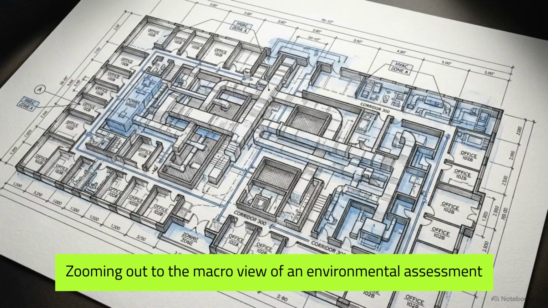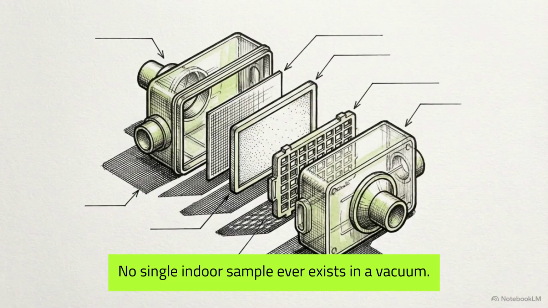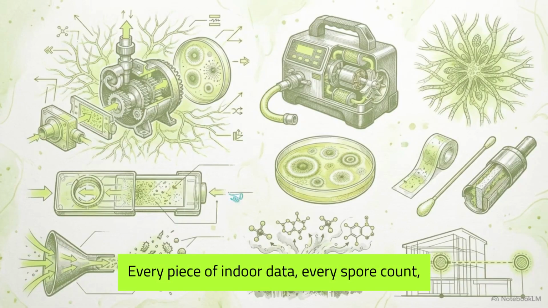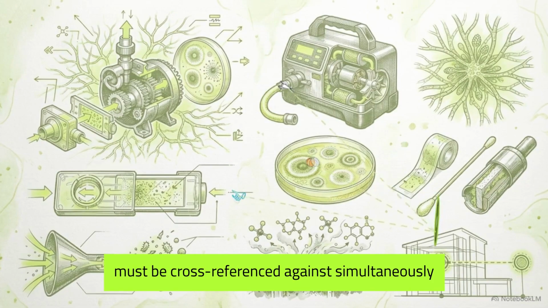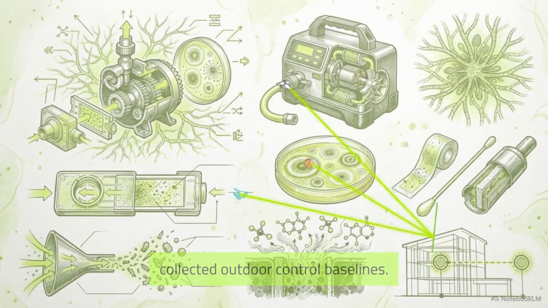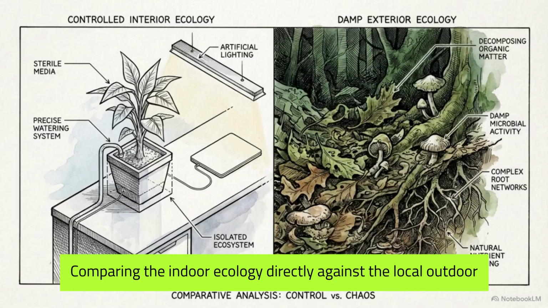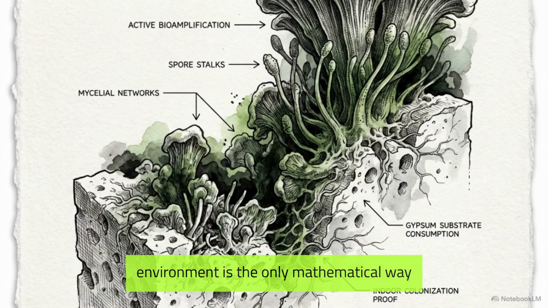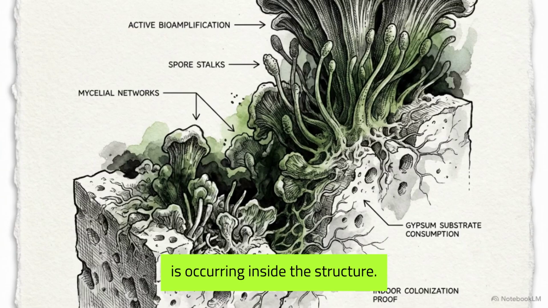Zooming out to the macro view of an environmental assessment reveals one absolute rule: no single indoor sample ever exists in a vacuum. Every piece of indoor data, every spore count, species identification, and chemical signature must be cross-referenced against simultaneously collected outdoor control baselines. Comparing the indoor ecology directly against the local outdoor environment is the only mathematical way to definitively confirm that true bioamplification is occurring inside the structure.